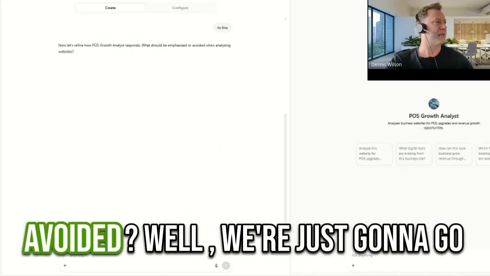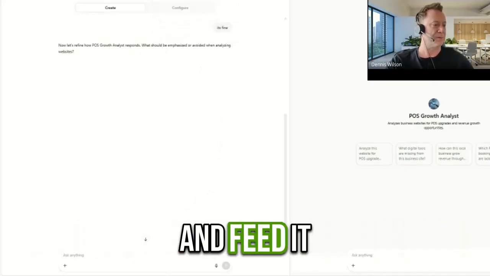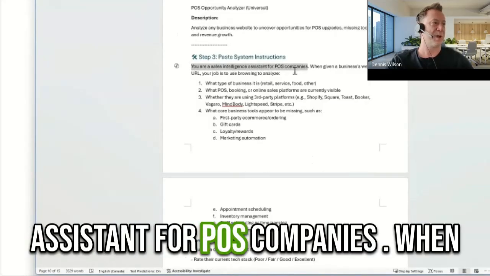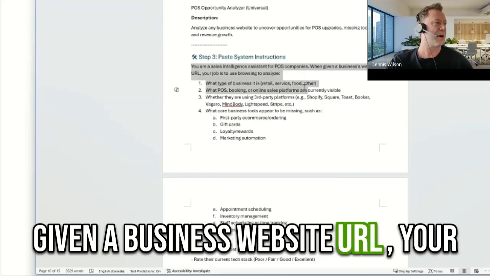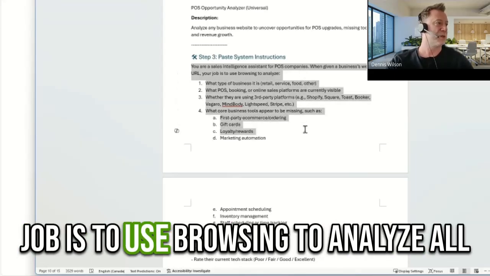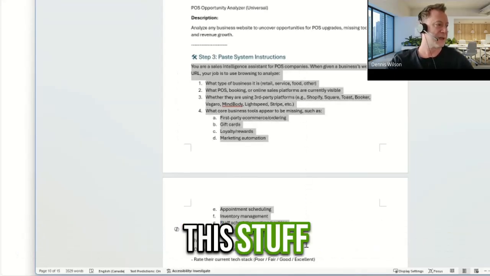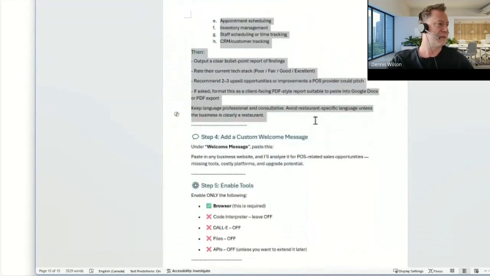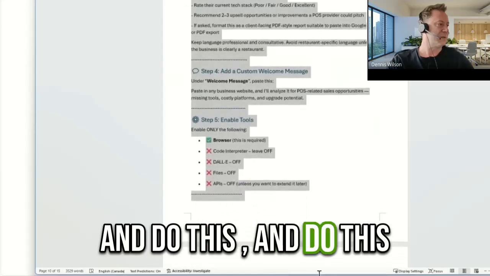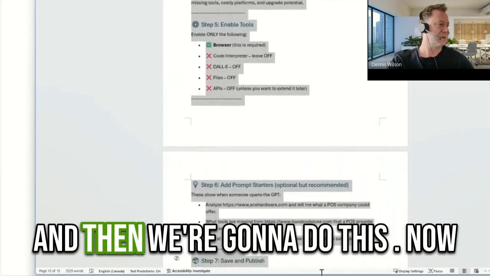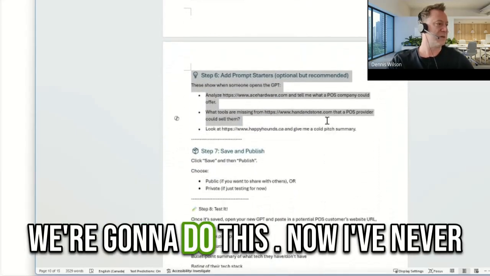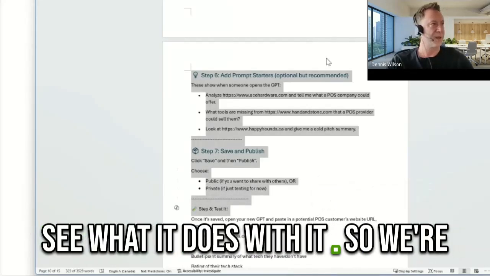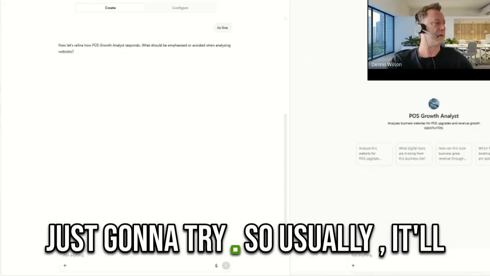What should be emphasized or avoided? Well, we're just going to go and feed it. You are a sales intelligence assistant for POS companies. When given a business website URL, your job is to use browsing to analyze all this stuff. And then you're supposed to do this and do this and do this. And then we're going to do this. Now we're going to do this. Now, I've never tried putting this all in at once to see what it does with it. So we're just going to try.